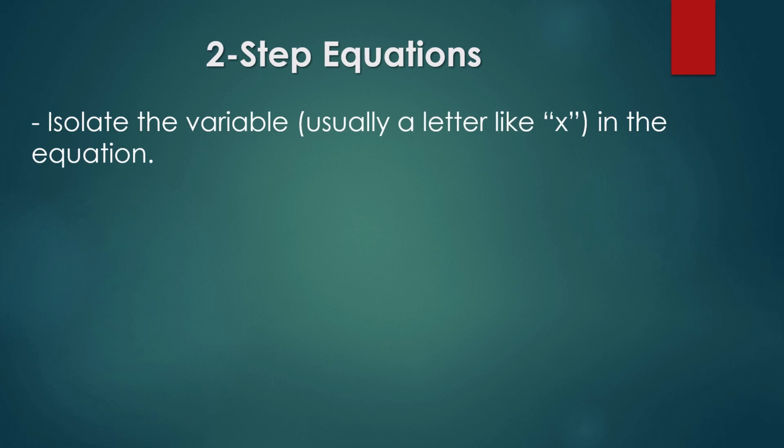You're going to be isolating the variable. Usually that's a letter like X, that's the most common one. It could be Y or Z, A, B, or C. We're using that letter to hold the place for a number we don't know yet, so we're trying to figure out what that letter is.